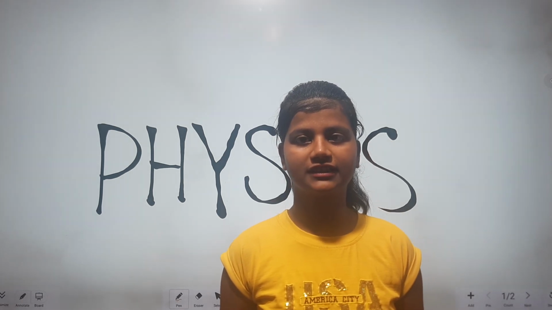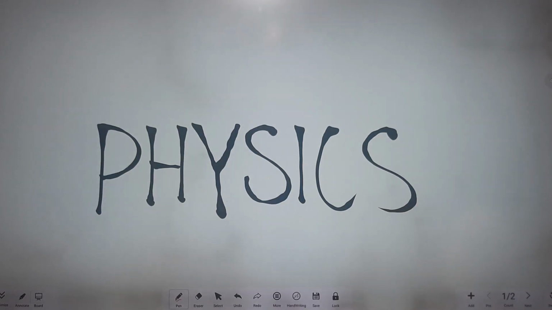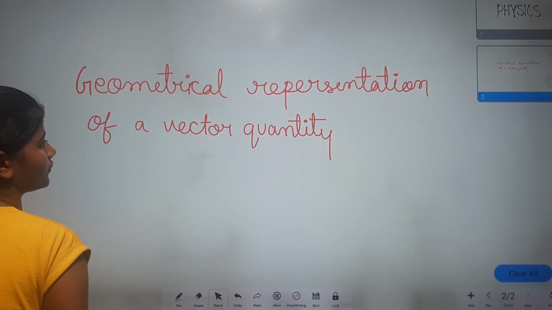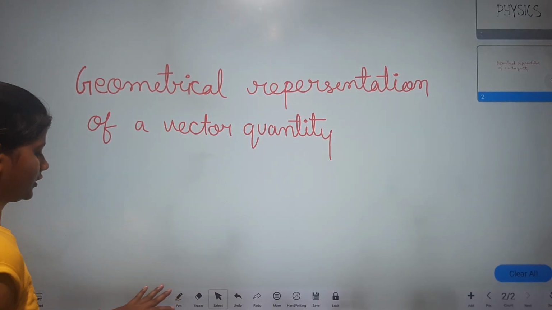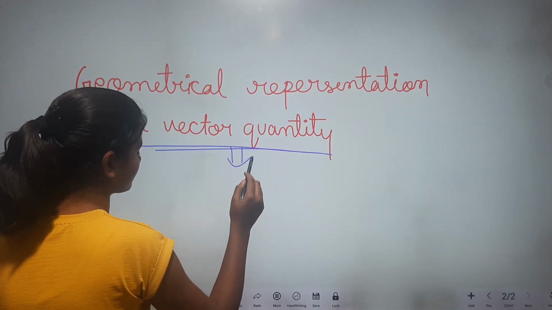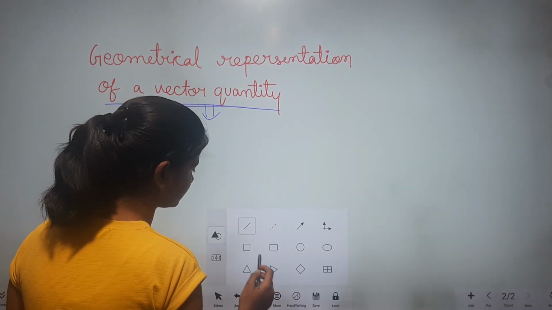So in this video we will discuss the geometrical representation of a vector quantity and the algebraic representation of a vector quantity. Okay, so first of all let's see the geometrical representation of a vector quantity. First of all we have to draw a line.